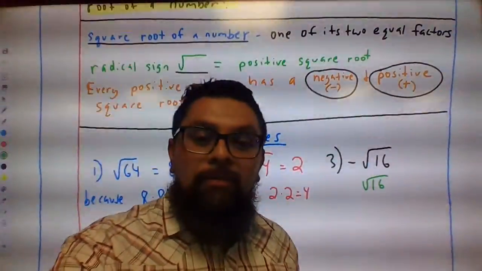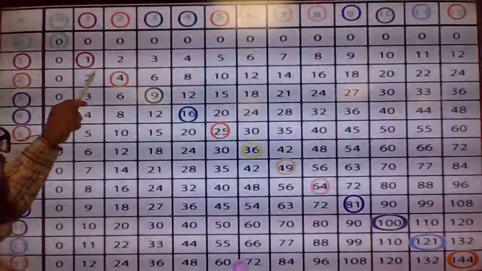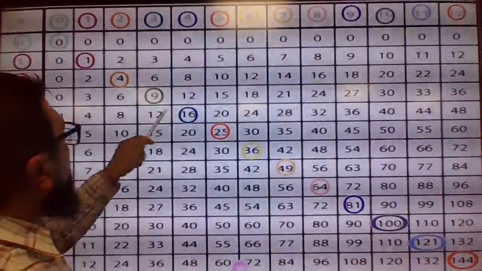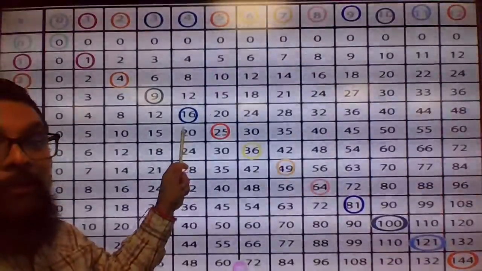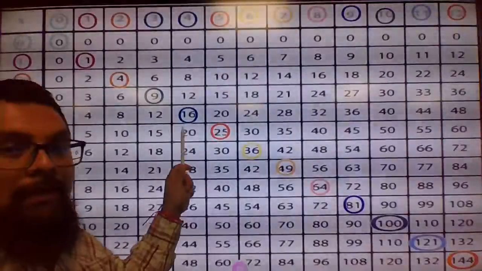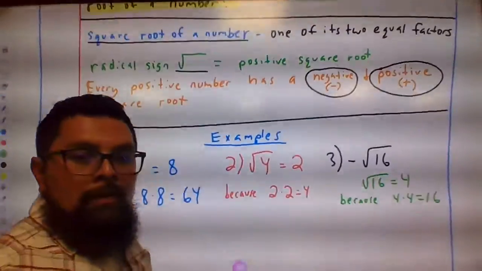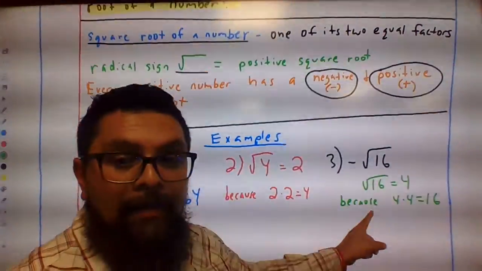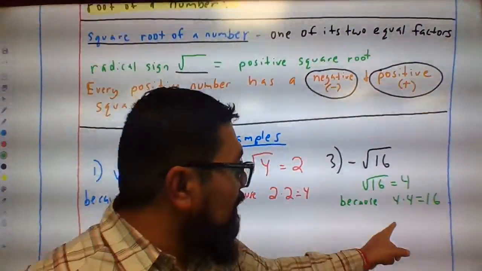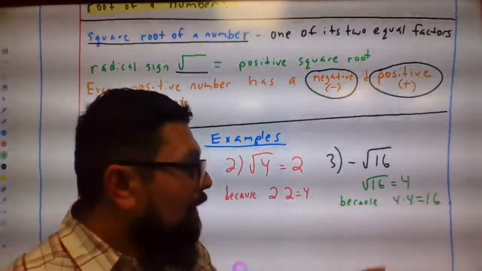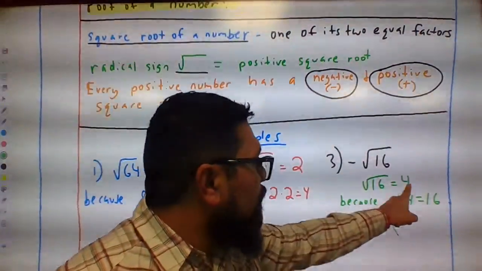Let's look at our table. 16 is right here. It looks like 4 and 4. So let's go ahead and write that down. The square root of 16 equals 4 because 4 times 4 equals 16. It's one of its factors. These two are called factors. It's one of them. So your answer is 4.